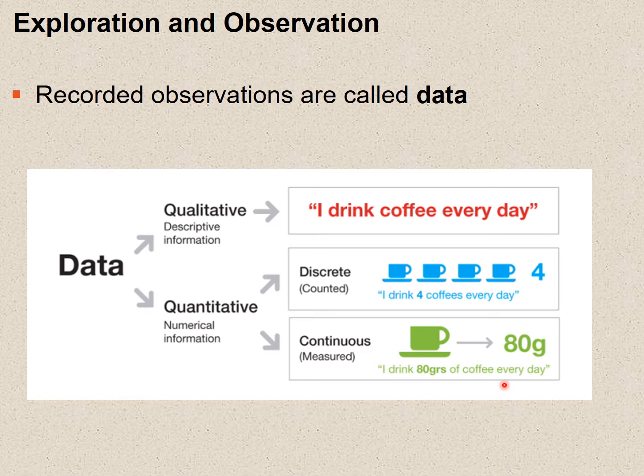So the difference between discrete and continuous is that discrete is counted and continuous is measured. Both of them are quantitative because you have a number which represents an amount of coffee you drink every day.